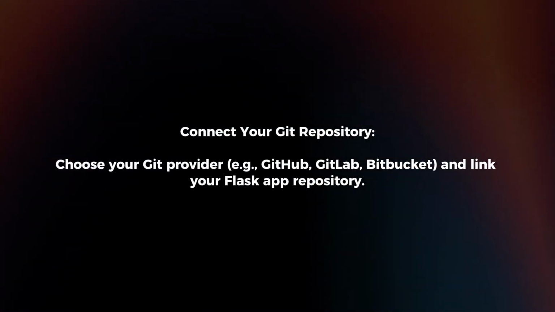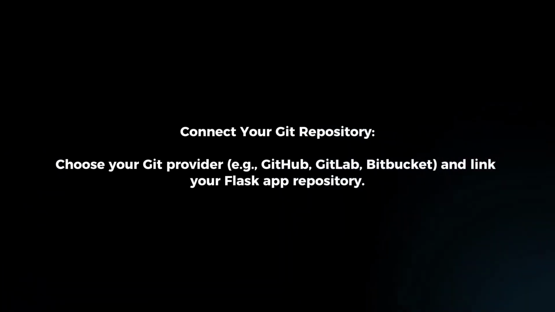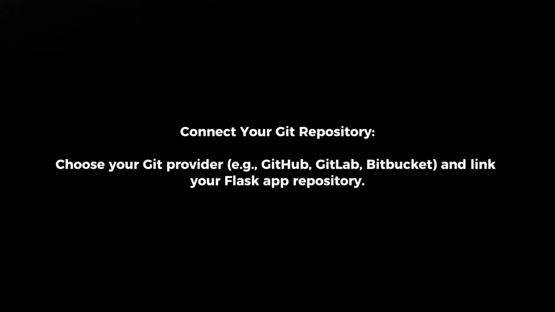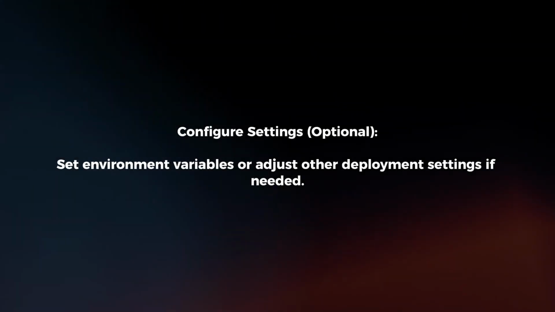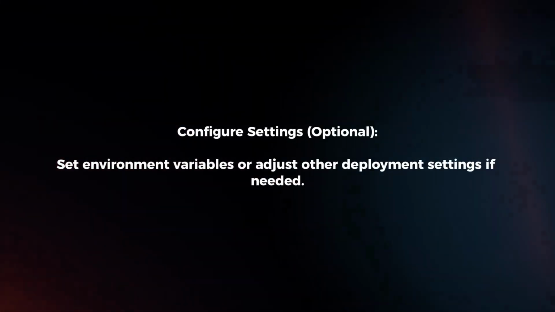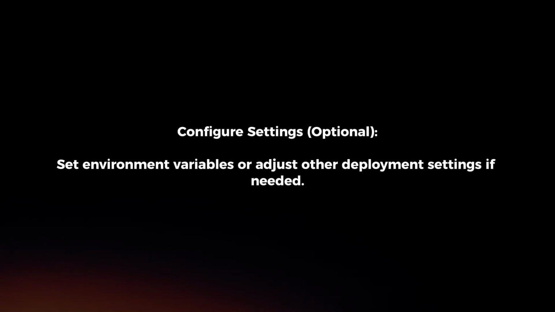Connect your Git repository. Choose your Git provider and link your Flask app repository. Select branch. Choose the branch containing your Flask app. Configure settings. Set environment variables or adjust other deployment settings if needed.